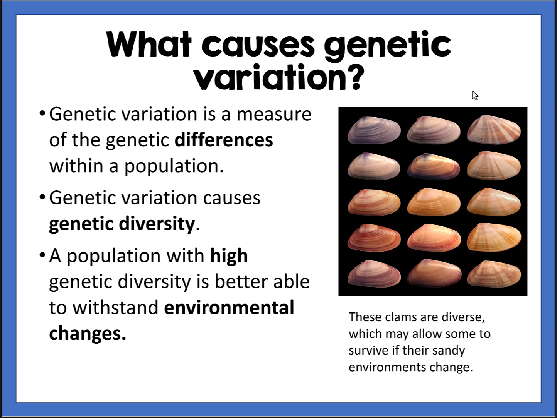So here's an example. These clams are diverse because they have genetic variation, which may allow some to survive if their sandy environments change. You can take a look at those and make some predictions about which ones would survive if the sandy environment starts to change. Let's say there's a different composition in the sand. It might be darker, it might be lighter.